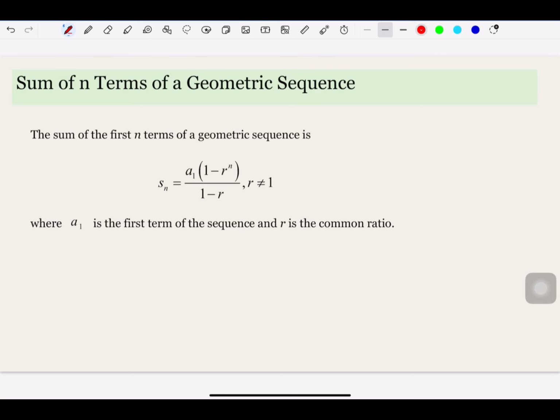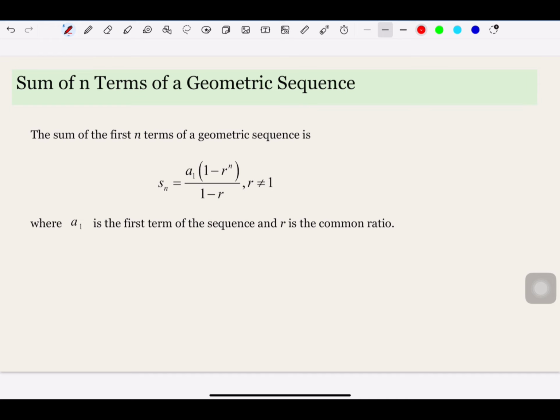Okay, so now we already learned how to add up sums of an arithmetic sequence. So now let's look at how to do the same thing for a geometric sequence. Okay, so let's refresh our memory. What's a geometric sequence again?